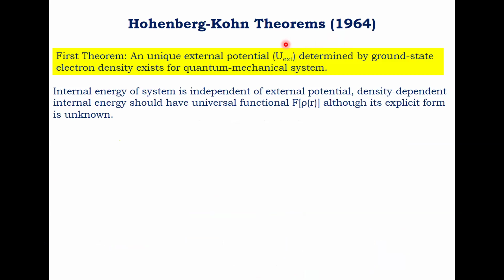The first theorem says that there is a unique external potential determined by the ground state electron density that exists for each and every quantum mechanical system. So for every quantum mechanical physical system, there exists a unique external potential, which is determined by the ground state electron density. This theorem basically gives the existence of the density functional for a given real physical system.